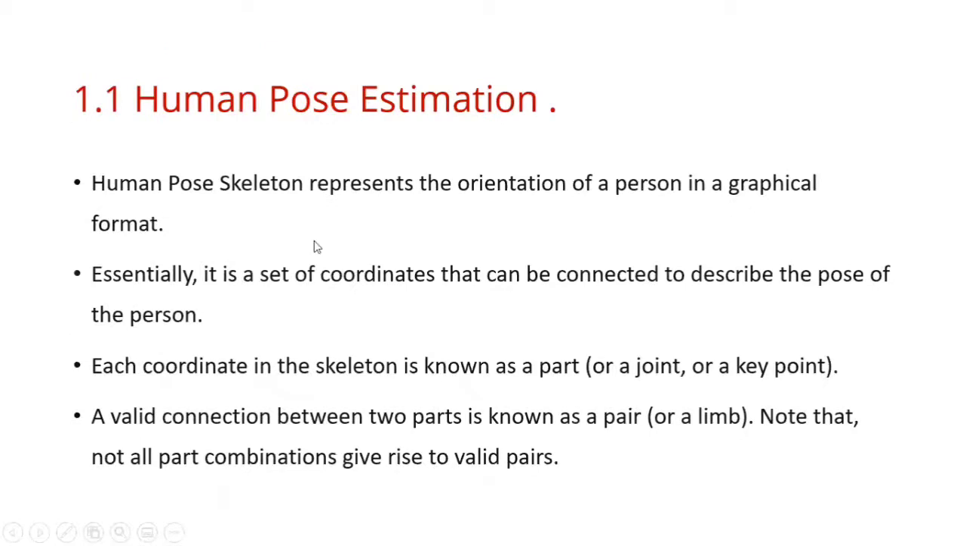In human pose estimation, first of all, the complete human body is represented as a skeleton, and the orientation is shown in a graphical format, and the essential coordinates will be connected to the pose. Coordinates are connected in both x coordinate, y coordinate, length, width, and height of the part, and each coordinate is known as a part, and a valid connection between two parts is known as a limb.